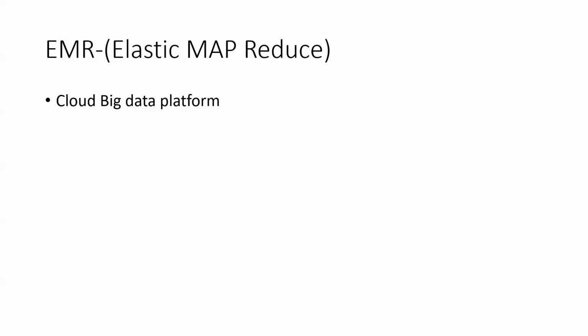EMR is a collection of lots of EC2 servers. So while launching an EMR cluster, we need to put in all those instance names. What kind of EC2 will you be using? I mean, what are the different instance types for those EC2s and all? That thing we need to check there.